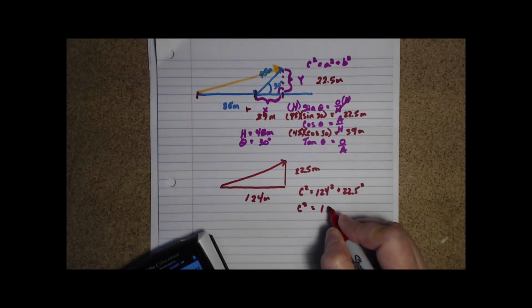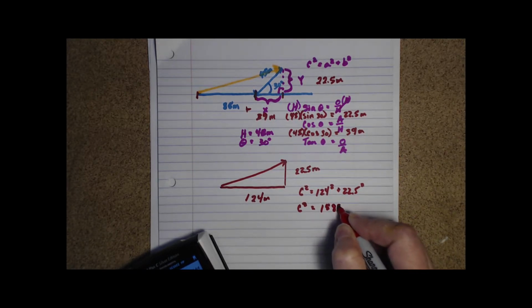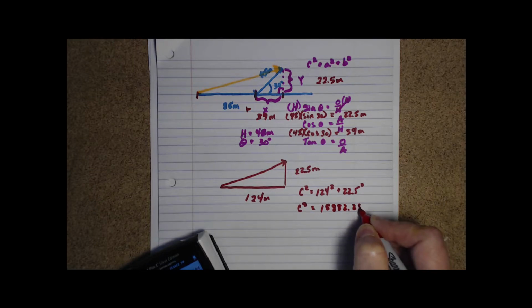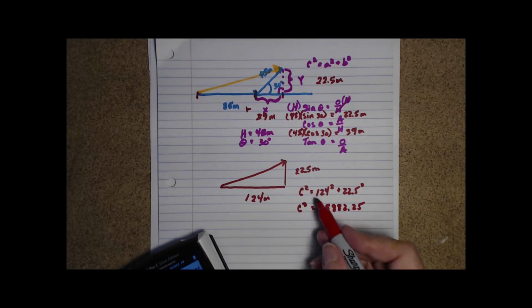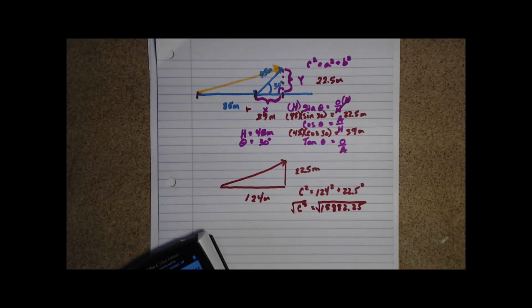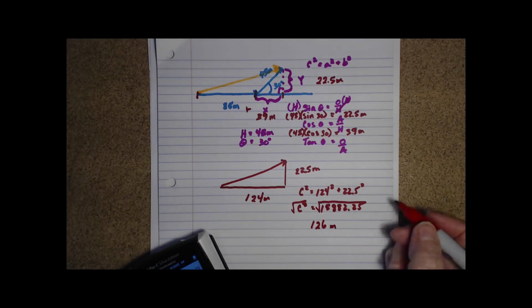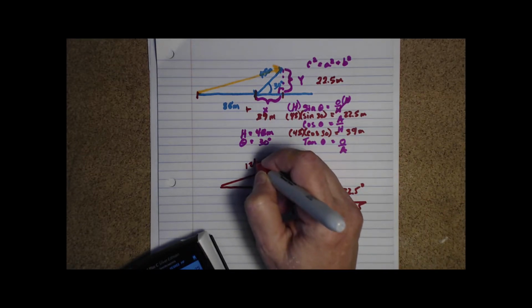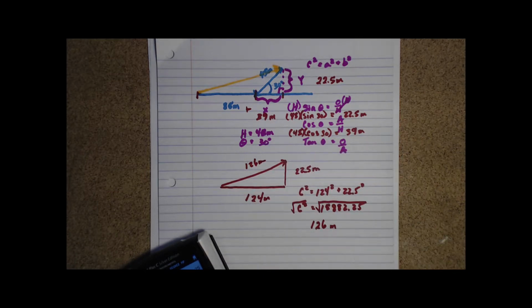So c squared is equal to 15,882.25. This is not our answer. Remember, we don't want c squared. We have to take the square root of both sides of that. So take my square root, and I get a value of 126 meters. This is the magnitude of that displacement.